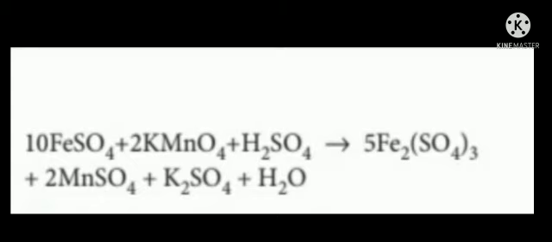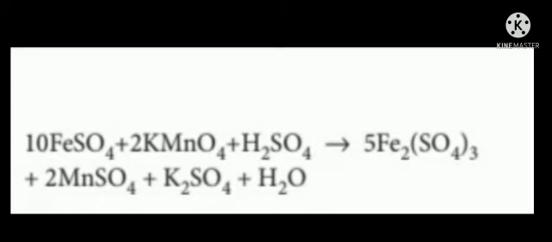So, we will get 5 into 2, which is equal to 10. Hence, in the product side also we are having 10 Fe. Reactant side we are having 10 Fe. Hence, Fe is balanced. Next one, in the reactant side we are having 2 Mn, which is present in KMnO4.